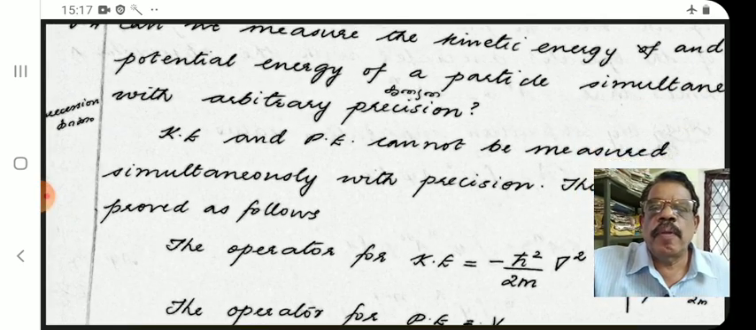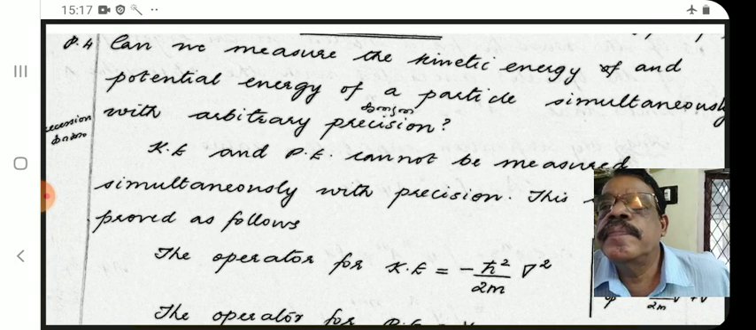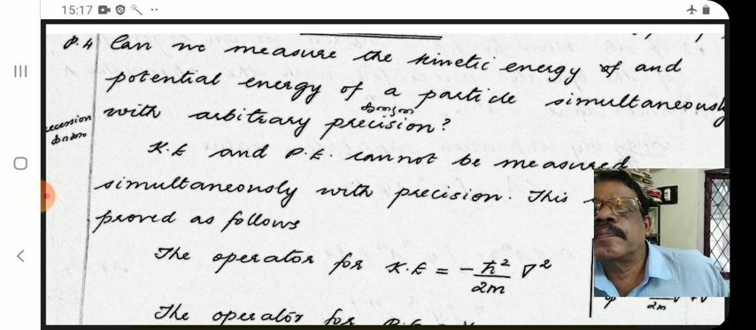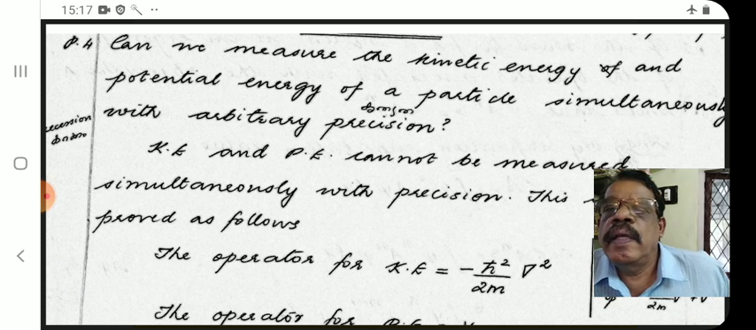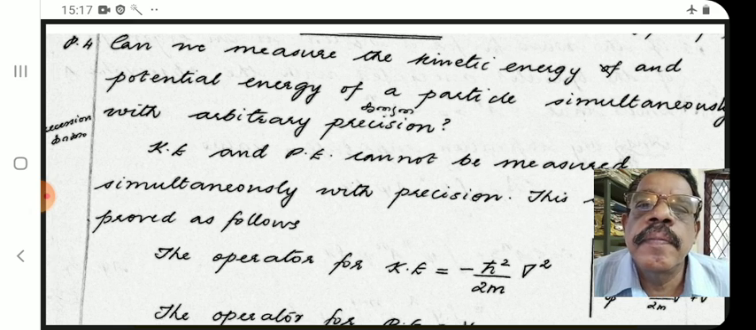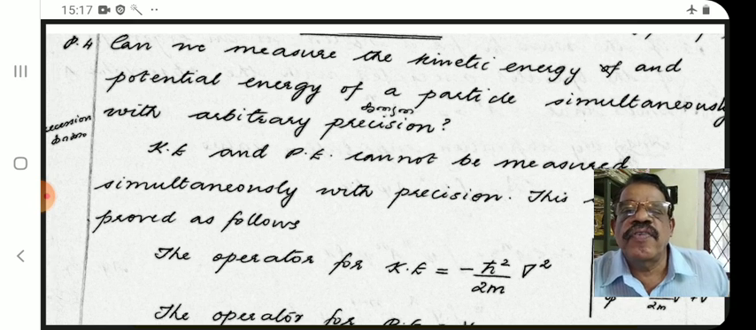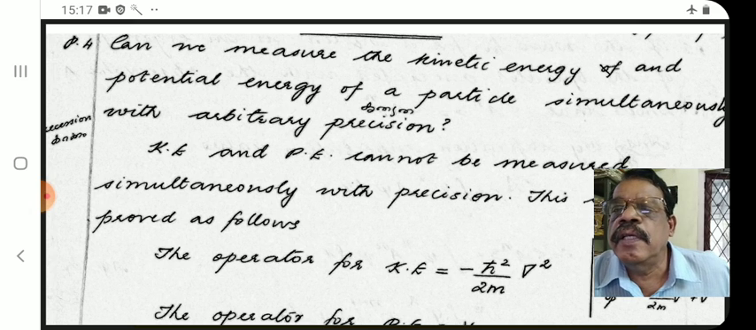Now comes another problem. Can we measure the kinetic energy and potential energy of a particle simultaneously with arbitrary precision?